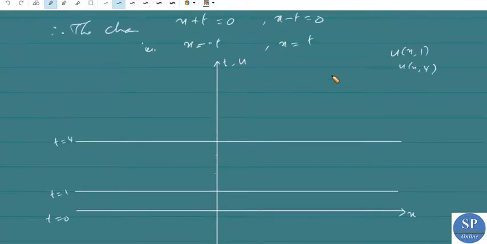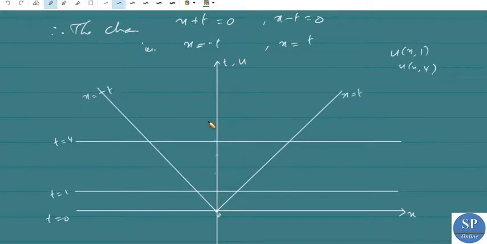Now this is x equals 0, the point x equals 0 is here. So our characteristics emanating from x equals 0 are x equal to minus t and x equal to t. So this is x equal to t, and this is x equal to minus t. Clear? So this is x equal to t, this is x equal to minus t. So this is our characteristic.